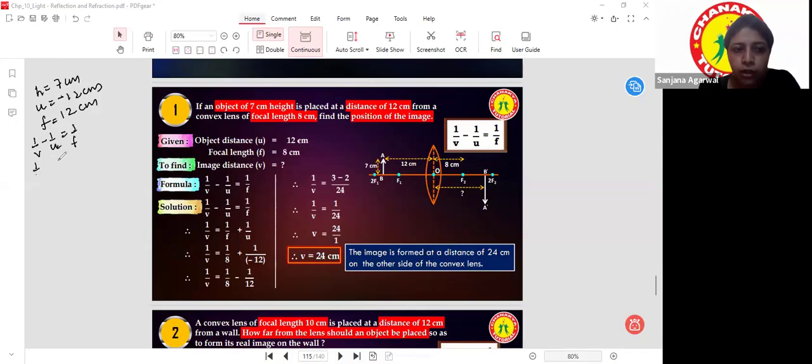We need to find out v only. We can already amend the formula. That is 1 by 12 minus 1. Sorry, I made some mistake. Focal length is 8. So 1 by 8 minus 1 by 12. Children, you can simplify the expression and you will get the answer as 24 centimeter. So the position of the image is 24 centimeter.